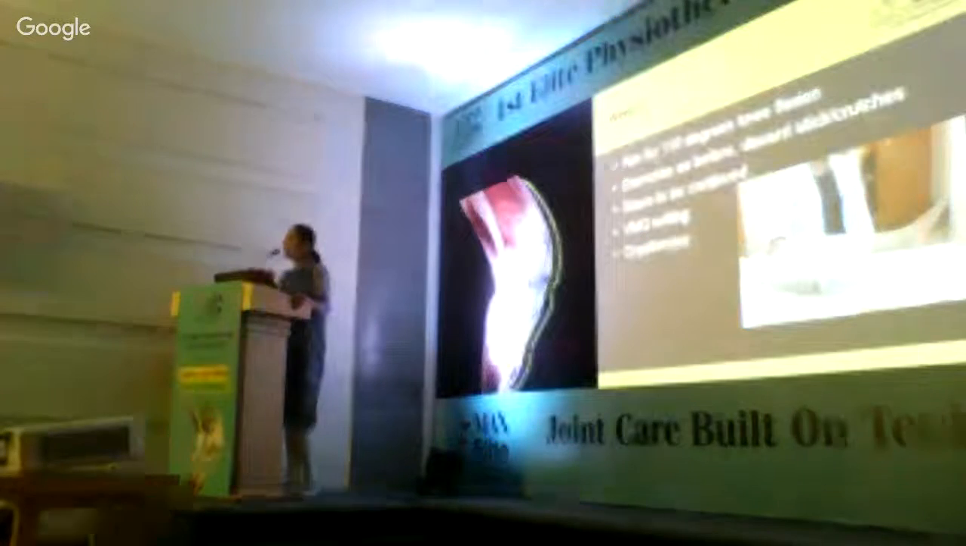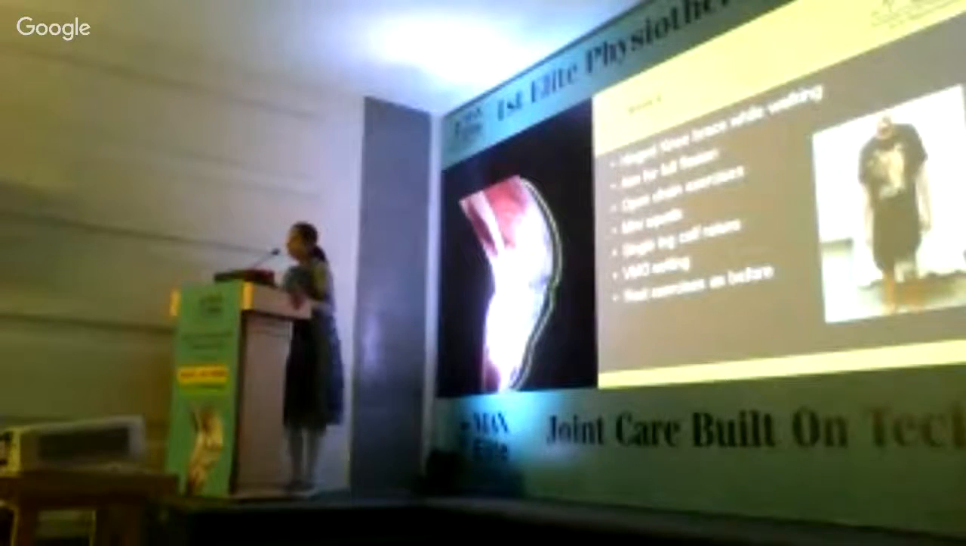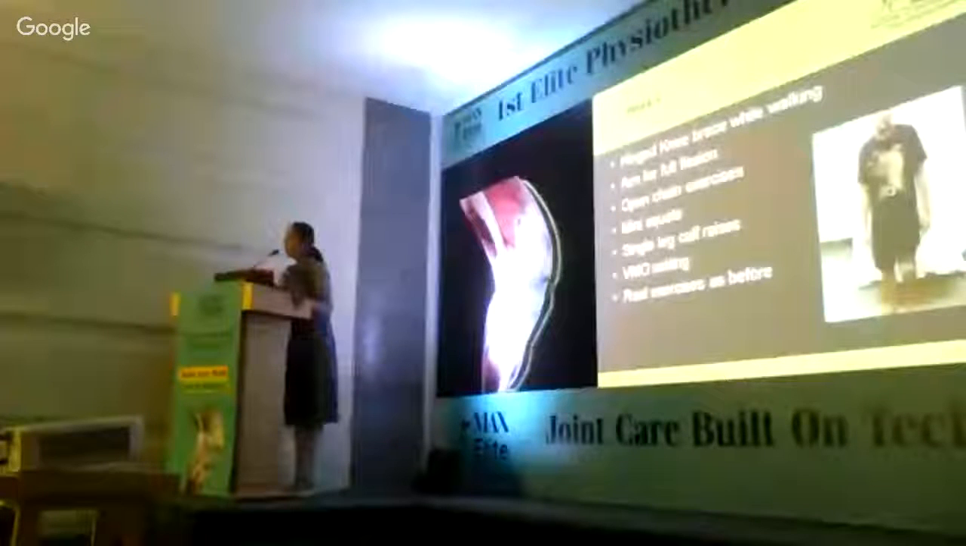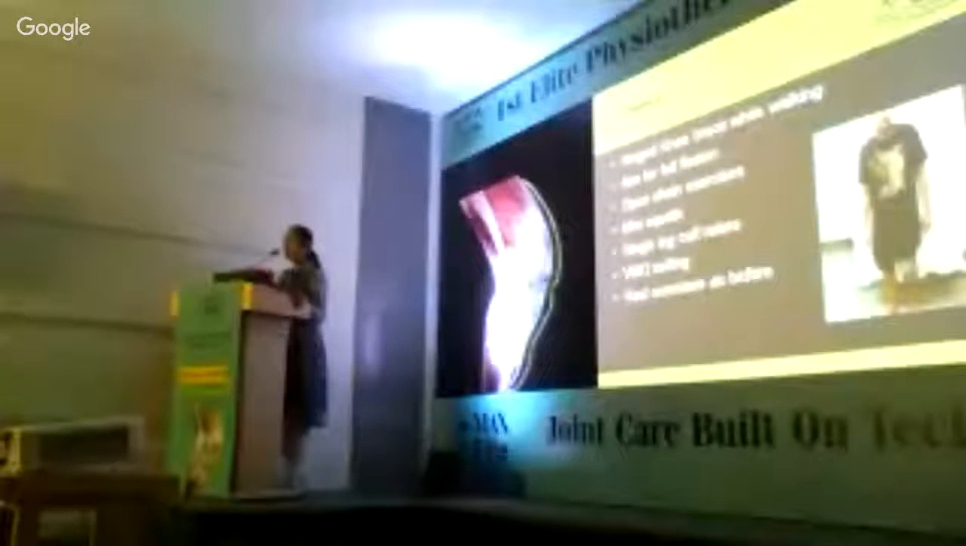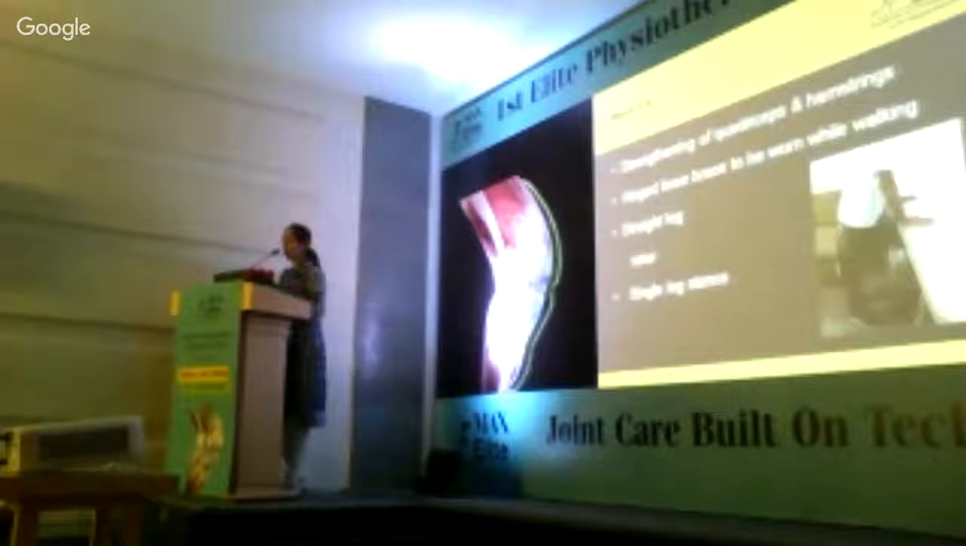BMO exercises and cryotherapy go side by side. We continue this while walking the patient, but he doesn't need any assistive aid. Open chain exercises to start with: mini squats, BMO setting and rest exercises as before. Now the role of standing exercises, prone knee bending, cycling, and strengthening of the quadriceps and hamstrings.